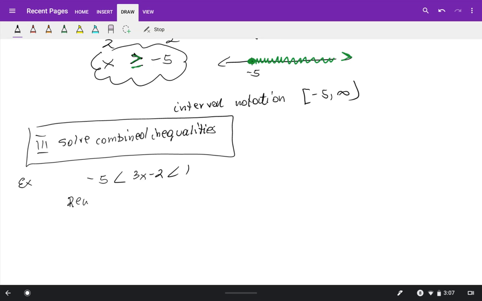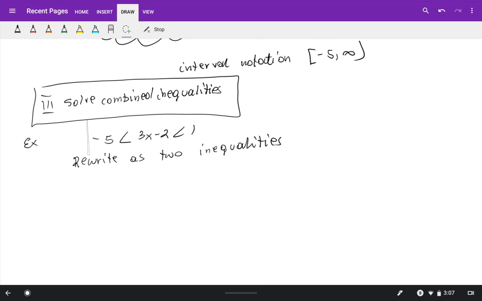rewrite it as two inequalities. So the first inequality, it's this one, -5 is less than 3x minus 2. Again, I prefer to have variables on the left side. So I'm just going to rewrite it as 3x minus 2 is greater than -5.